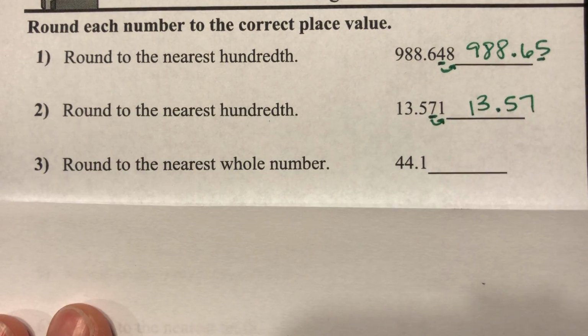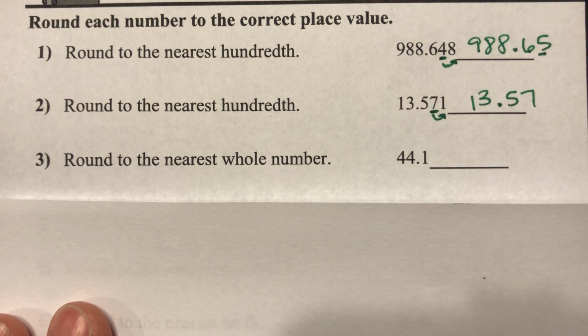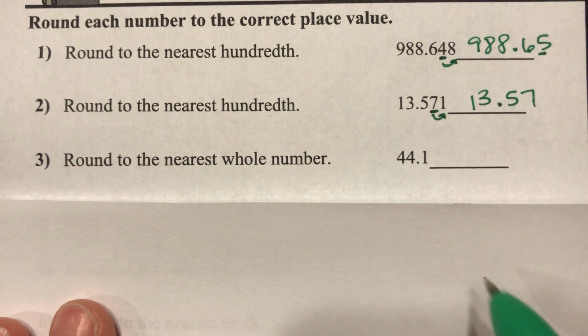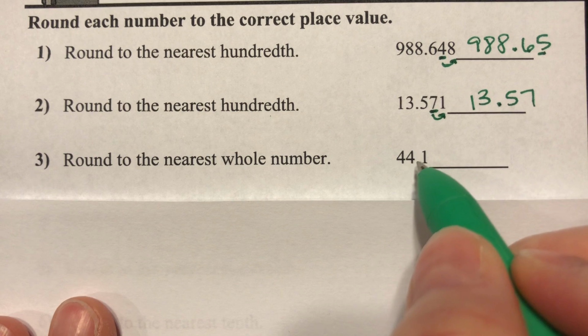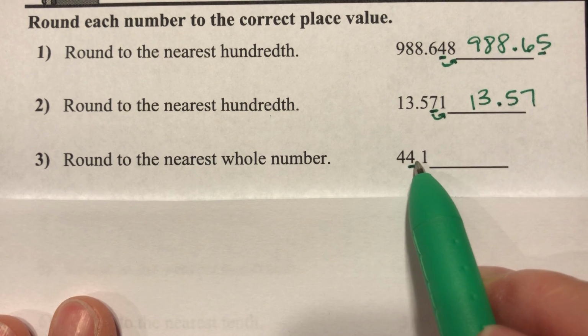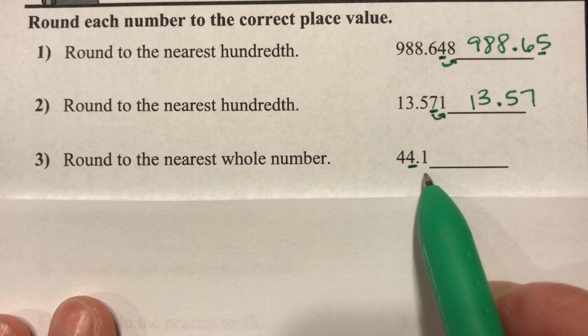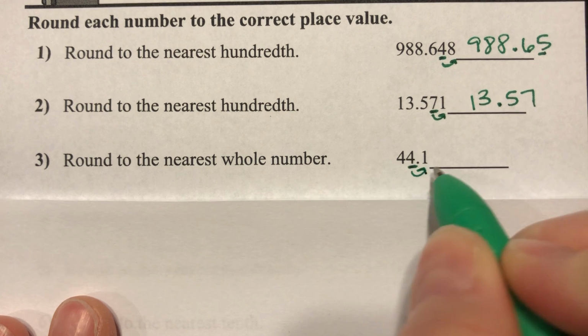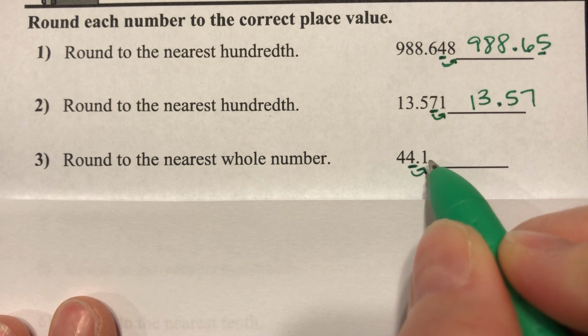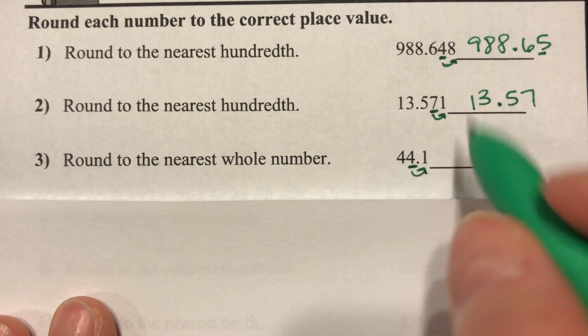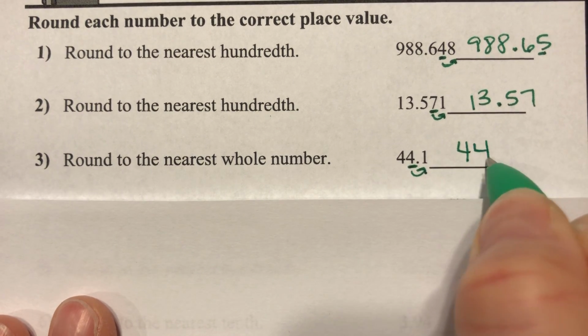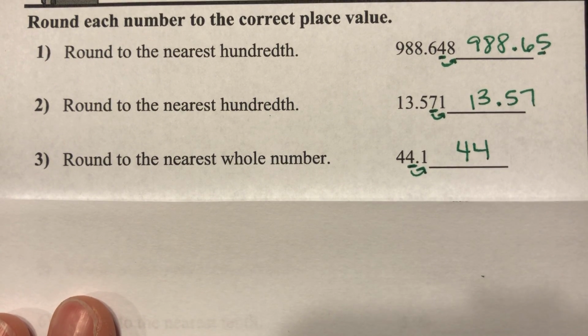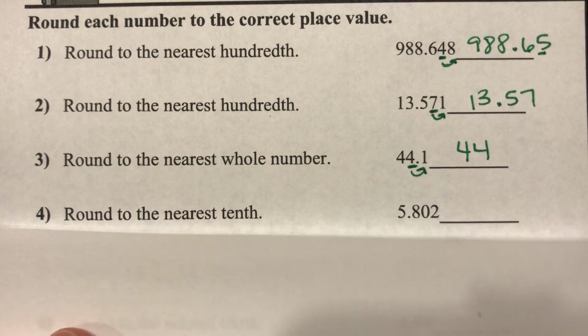Right, next one, you're going to round to the nearest whole number. So I have 44.1 here. If I want to round to the nearest whole number, that means ones place. So this is either going to be 44 or 45. And when I look at the number next to the ones place, it's less than 5, right? If it's 4 or less, then this stays the same. So 44.1 would be closer to 44 than 45. That makes sense, for sure.